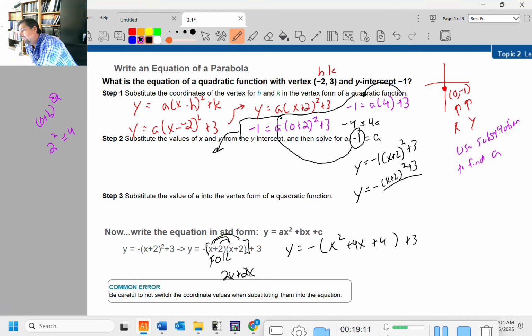Next move would be to distribute the negative. You've got to pay attention to detail. Negative x squared minus 4x minus 4 and then plus 3. Next move, combine like terms. Negative x squared minus 4x and negative 4 plus 3 is negative 1.